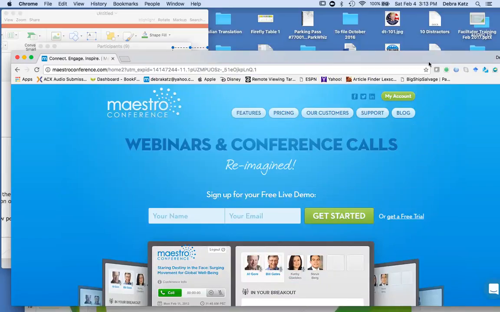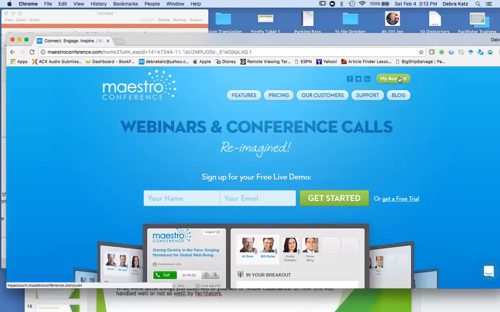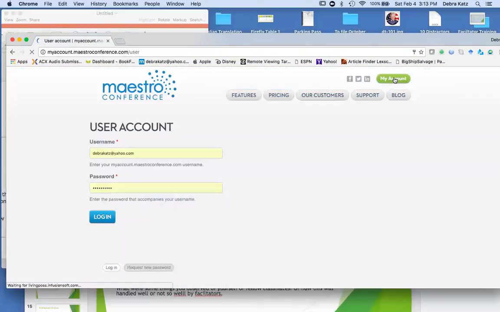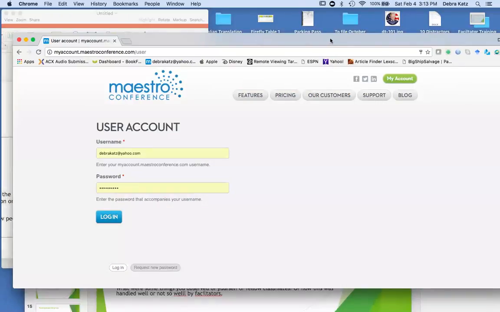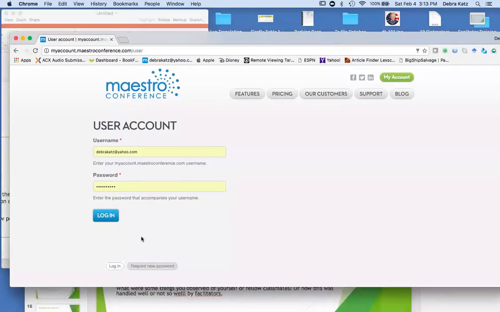Okay. So the first thing I did was go to Maestro Conference, and then I'm going into my account. Whoever's facilitating will be going into my account. I'll give you guys the username and password as we get used to the schedule. My username is Deborah Katz at Yahoo, and I'll give you my password once we're ready to get started with you as facilitators, because it's as if you're signing in as me.